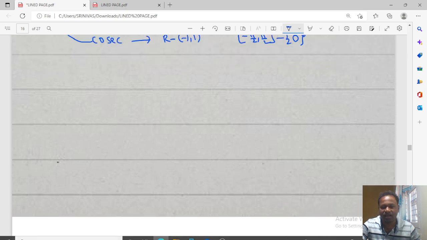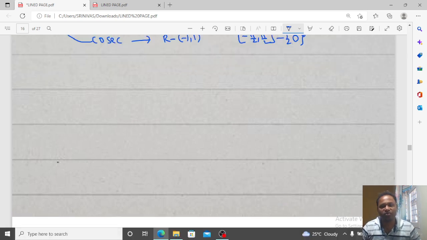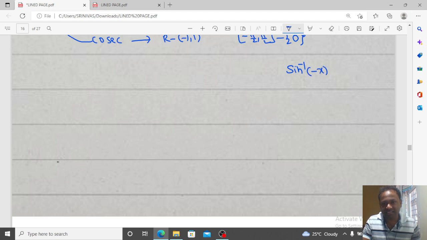Frequently asked questions. I will choose some questions, and before that I will write one condition. What is that property? Sine inverse of minus x is equal to minus sine inverse x. After sine, tan inverse of minus x is equal to minus tan inverse x. Next, cosec inverse of minus x is equal to minus cosec inverse x.